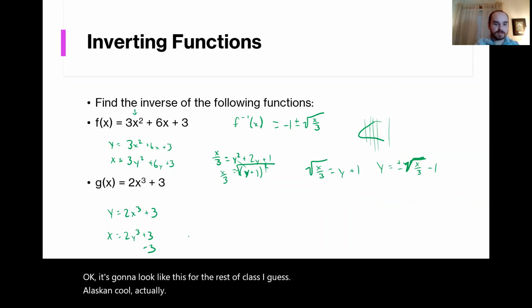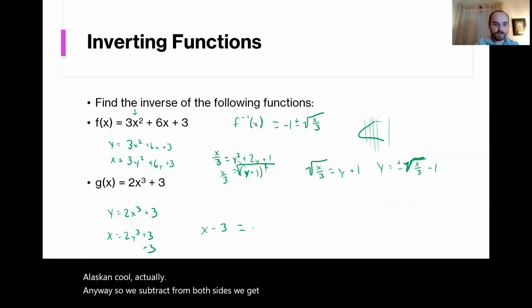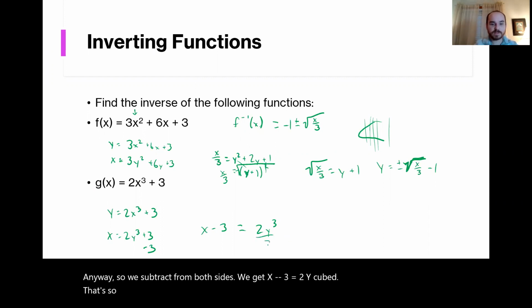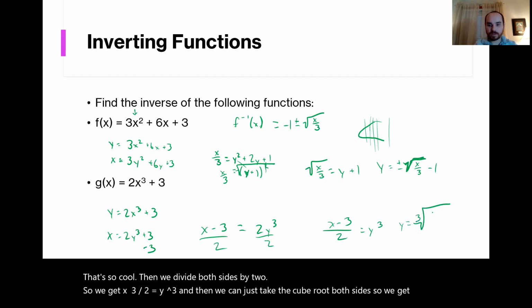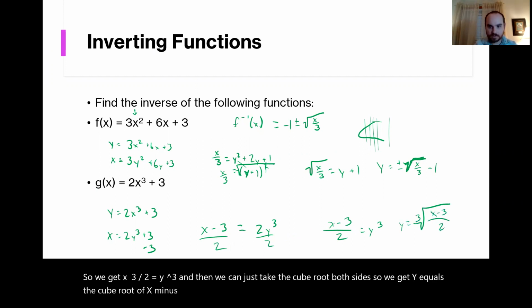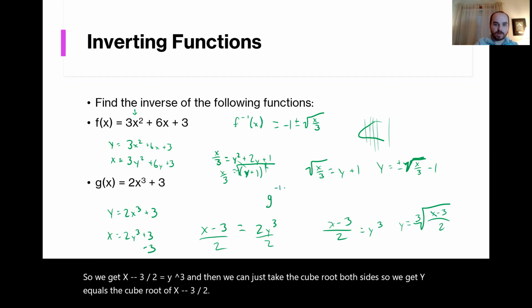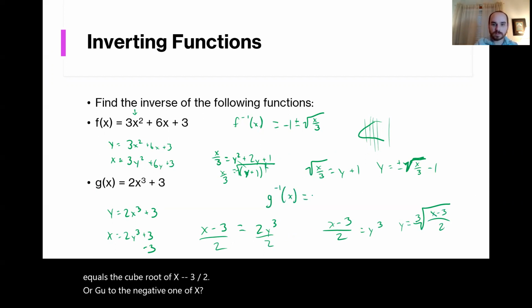Anyway, so we subtract 3 from both sides. We get x minus 3 equals 2y cubed. Then we need to divide both sides by 2. So we get (x minus 3) over 2 equals y cubed. And then we can just take the cube root of both sides. So we get y equals the cube root of (x minus 3) over 2, or g inverse of x equals the cube root of (x minus 3) over 2.